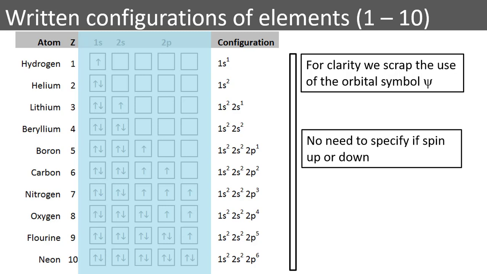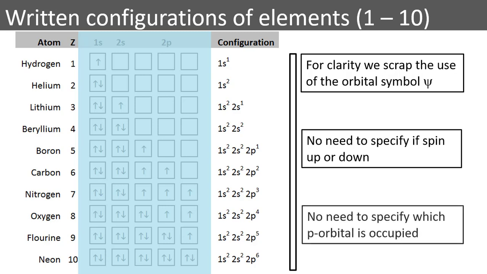We also do not specify which p orbital is occupied. How could we? We don't know which one it is. We just know how many electrons there are. So when we write 2p, we mean the collection of the 3 different 2p orbitals that can accommodate up to, but no more than, 6 electrons. The rules tell us how the electrons are distributed in this group of orbitals.